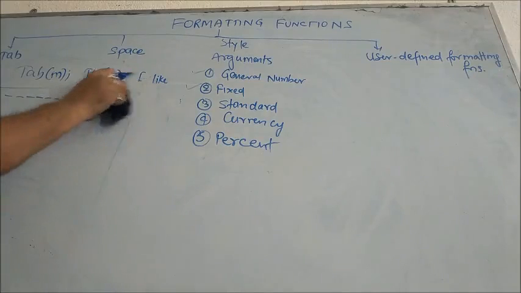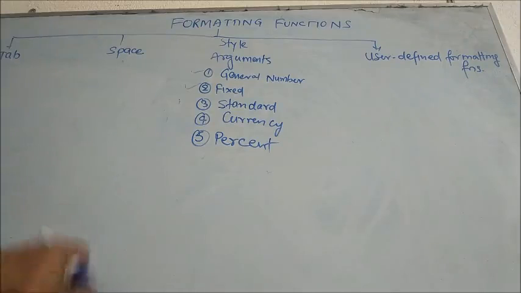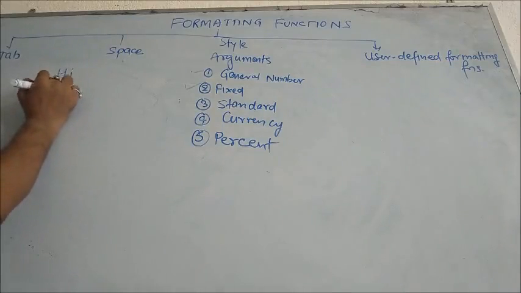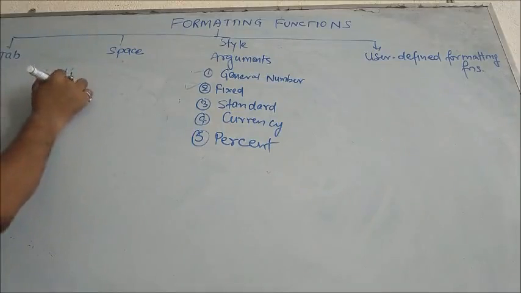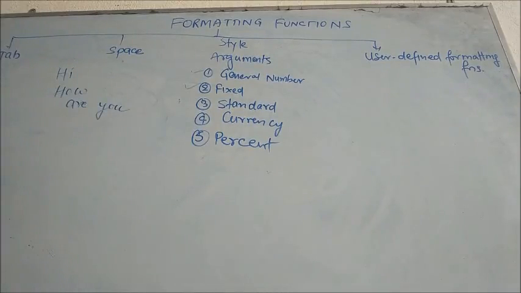Now suppose you want to write in this way: Hi. How. Are you. Right? So here I have three lines. The first line is hi, the second line is how, and the third line is are you. So the question is how to differentiate these things, right?